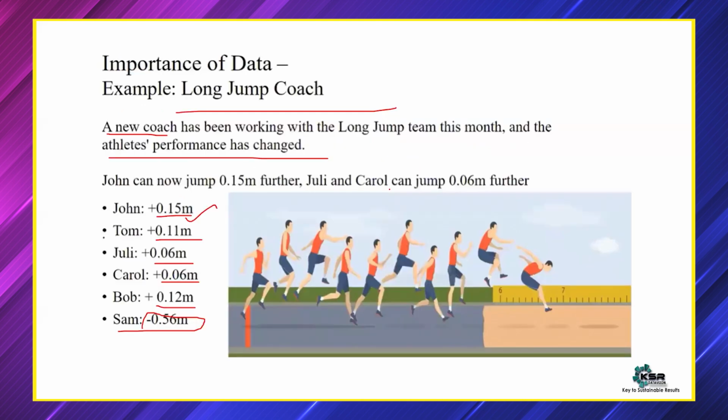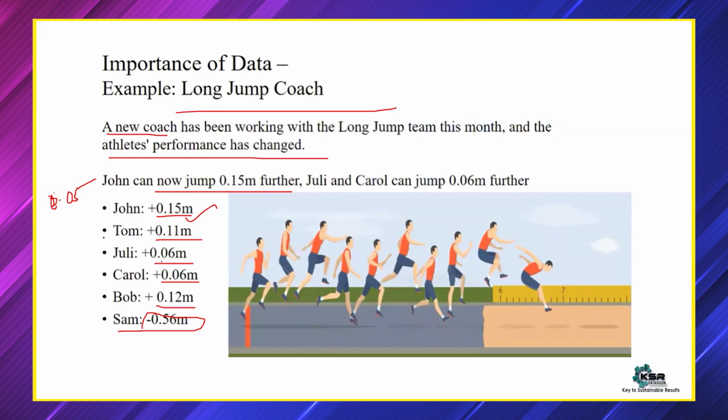Now, if you see the question again, earlier John was not jumping much. His record has improved from somewhere he used to jump 0.05, but his record has improved by 0.15. This is his improvement. Tom has also improved by 0.11 meters.